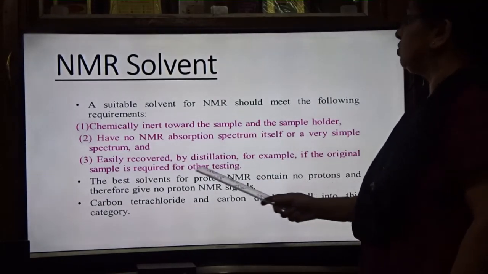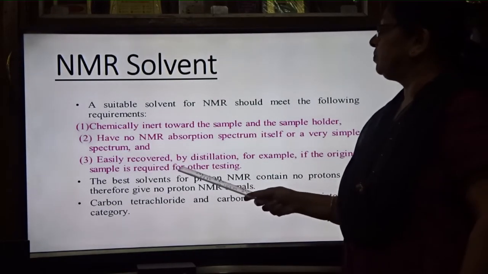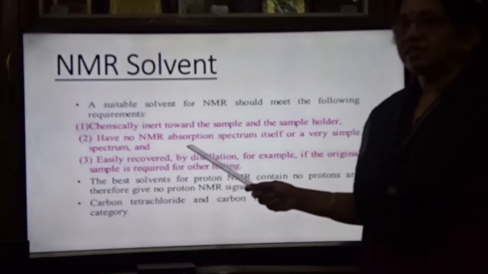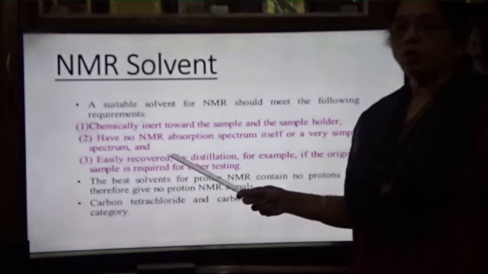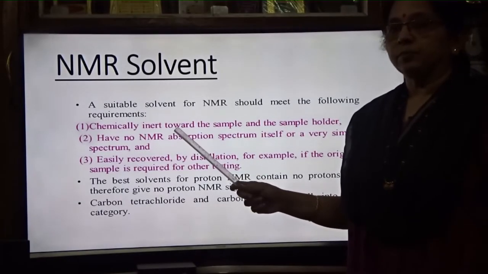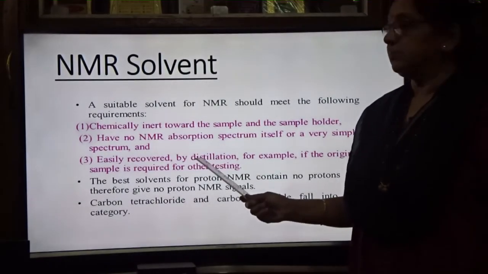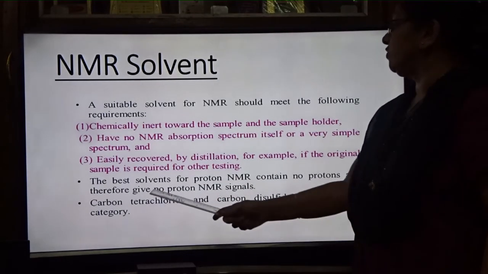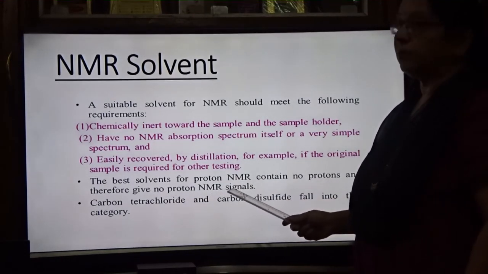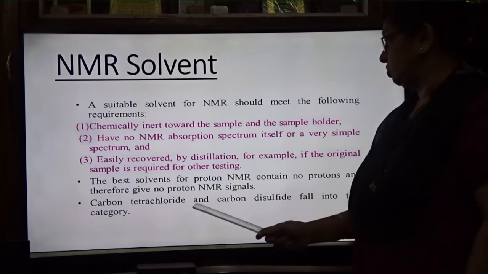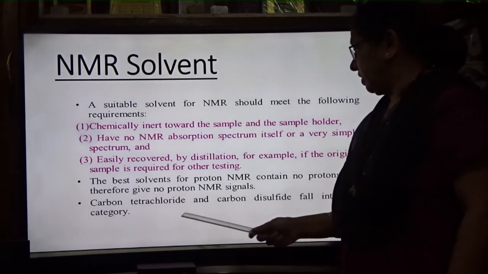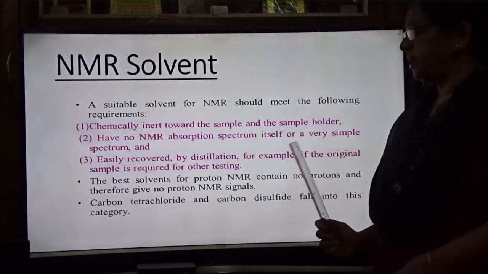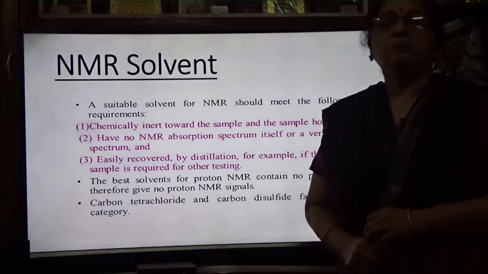For example, if the original sample is required for other testing. The sample is very costly in research, so that sample should be recovered by distilling or by different methods. That is important. The best solvent for proton NMR contains no protons and therefore gives no proton NMR signal. That type of solvents are also used. Carbon tetrachloride and carbon disulfide fall into this case. So carbon tetrachloride and carbon disulfide can also be used along with TMS.